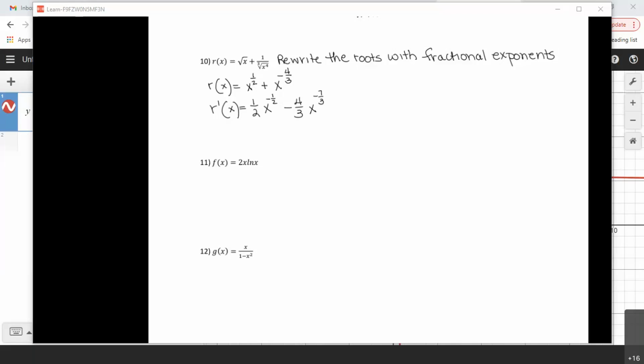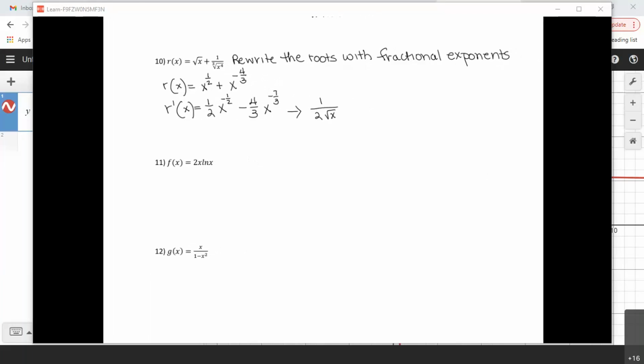If you wanted to rewrite this without the fractional exponents, you would have 1 over 2. The exponent on this x is a negative 1/2, which means it's a square root, but it's in the denominator of a fraction. Okay, this is 4 over 3. This also has a negative exponent, so it's going to be in the denominator of a fraction. The root is a cube root, and the power is 7. So it's the cube root of x to the 7th. Okay, that's if you want to rewrite it that way.